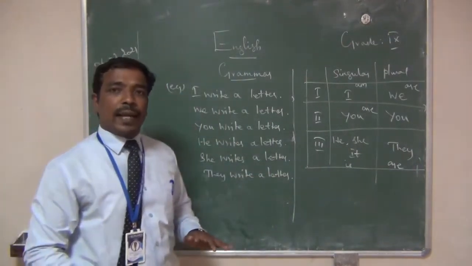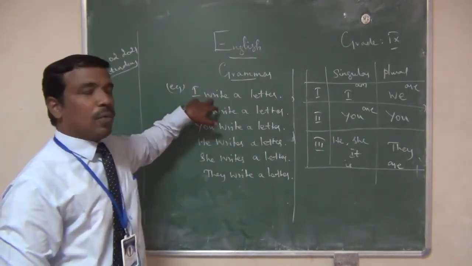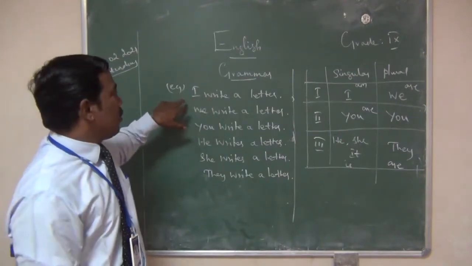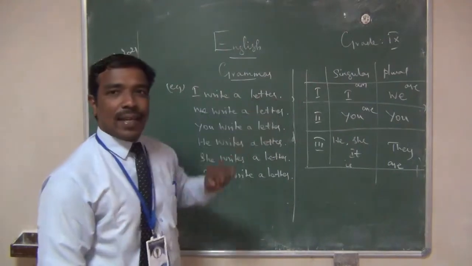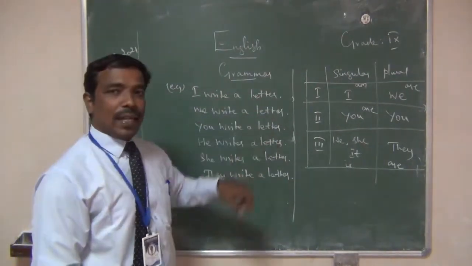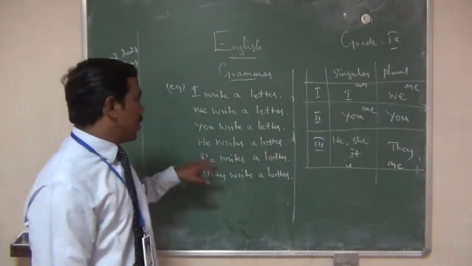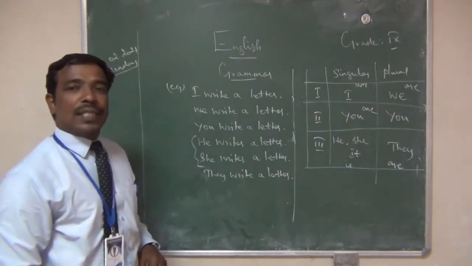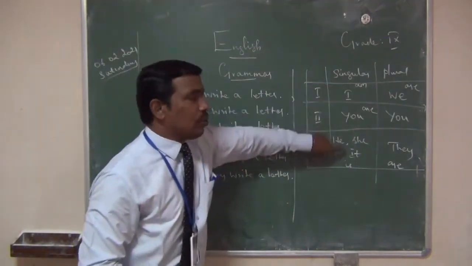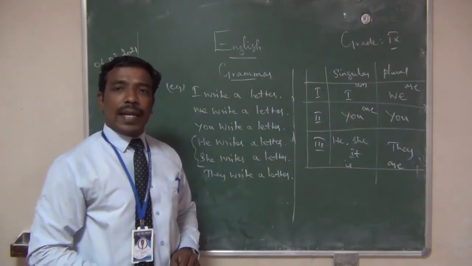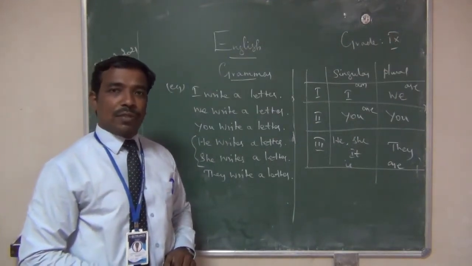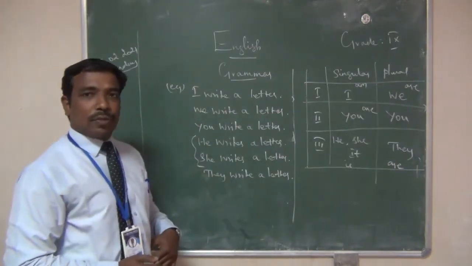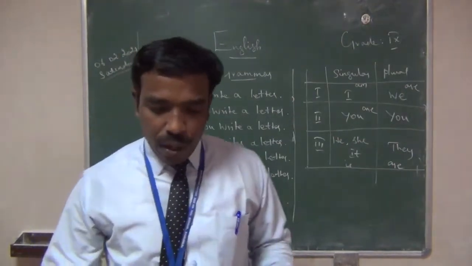Listen students, once again I am saying, if it is a main verb, not a helping verb, some rules are there in simple present tense. I write a letter. We write a letter. You write a letter. He writes a letter. She writes a letter. Only for third person singular we should add s or es to the verb. Have you understood students? For all the other persons we should not add s or es to the verb.